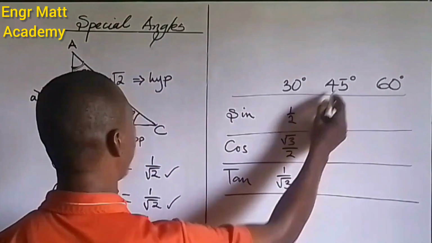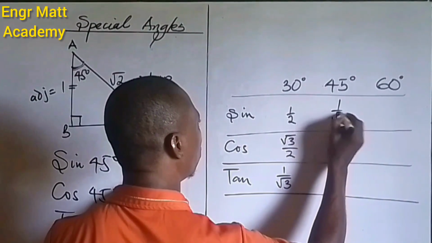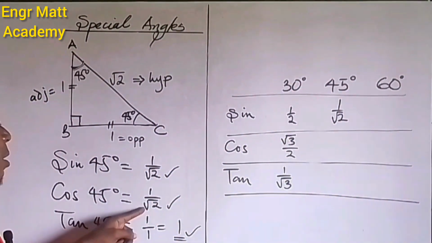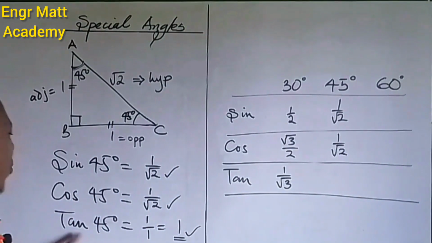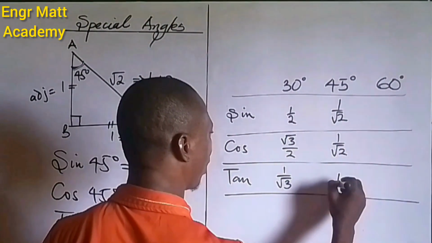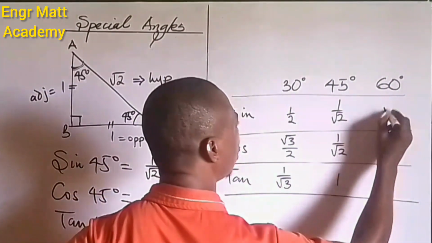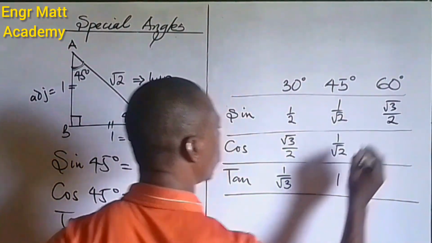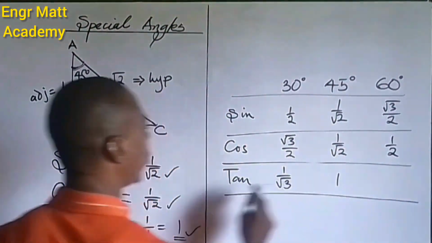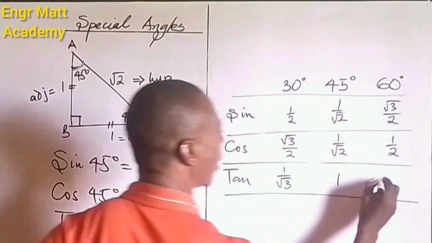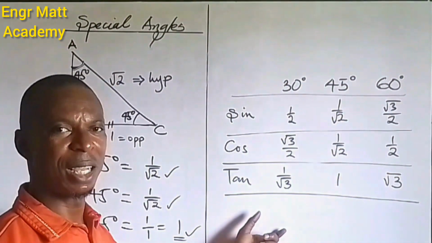What will be sine 45 degrees? Same. 1 over root 2. Cos 45 degrees. Now the same thing. 1 over root 2. And tan 45 degrees. Now 1. What about sine 60 degrees? It is root 3 over 2. Cos 60 degrees. Now 1 over 2. What about tan 60 degrees? Now root 3. These are our special angles.